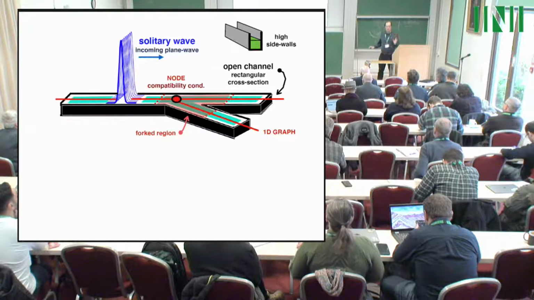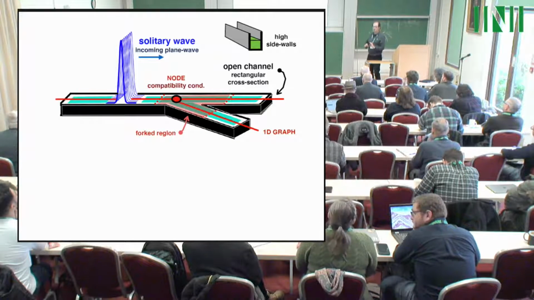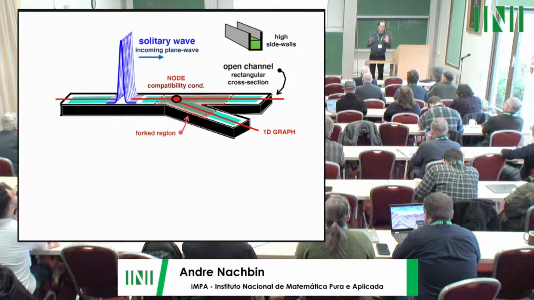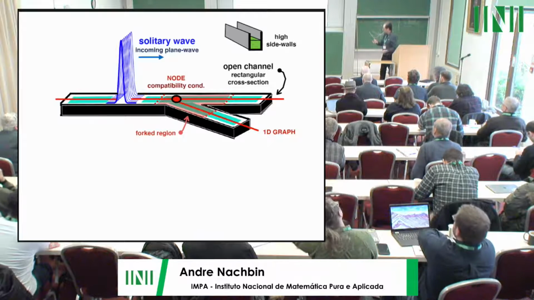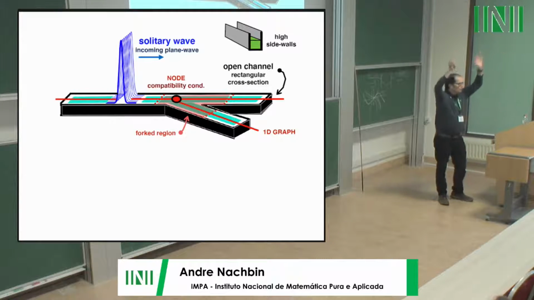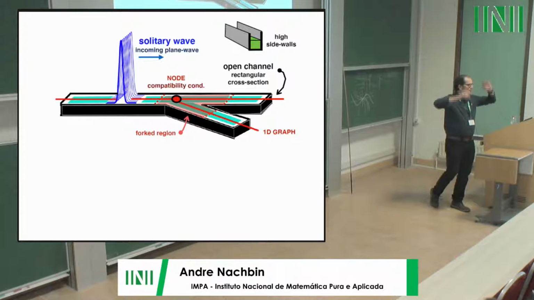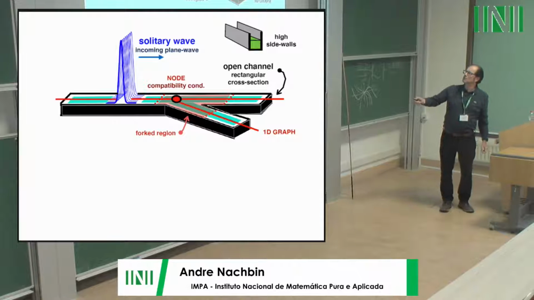So here's the problem. So let's start. We have an open channel with a rectangular cross-section. Okay, let's start with something simple. You can change the cross-section. Let's have a rectangular cross-section. And let's also consider that we have these huge walls. There's no overflowing. So it's like a huge canyon, right? And, oh yeah, the pointers work. So we have an incoming wave.